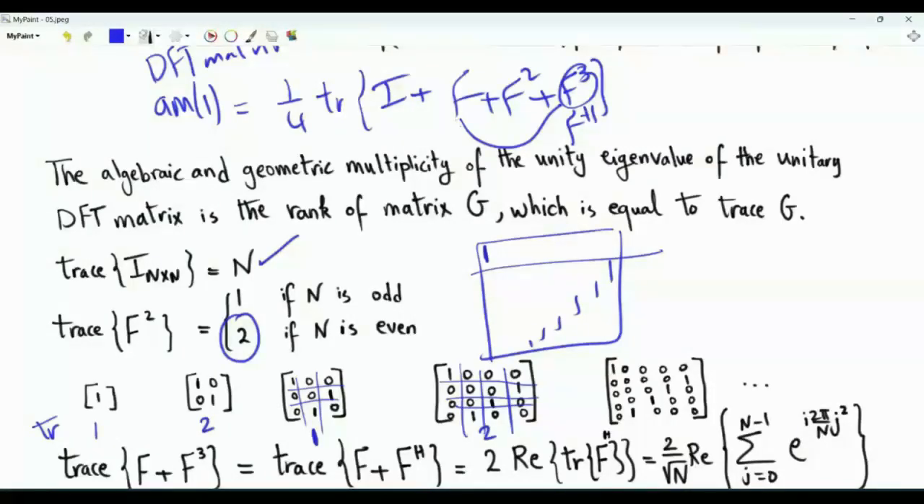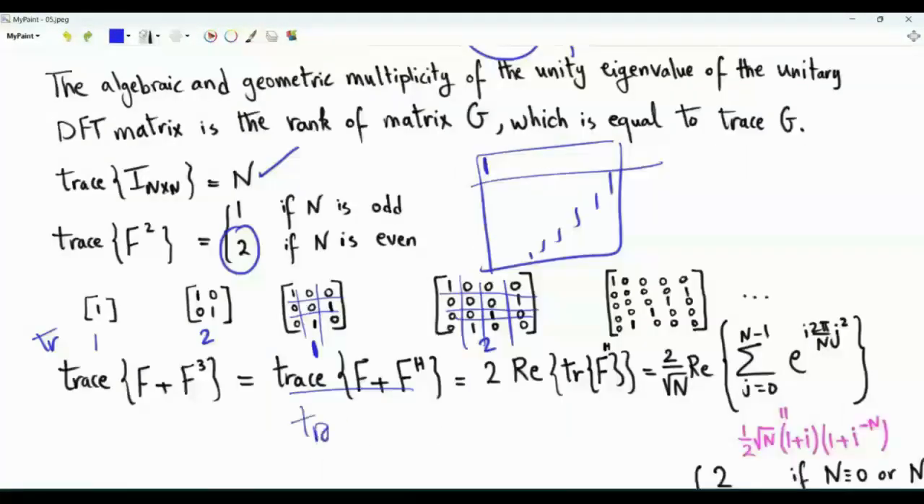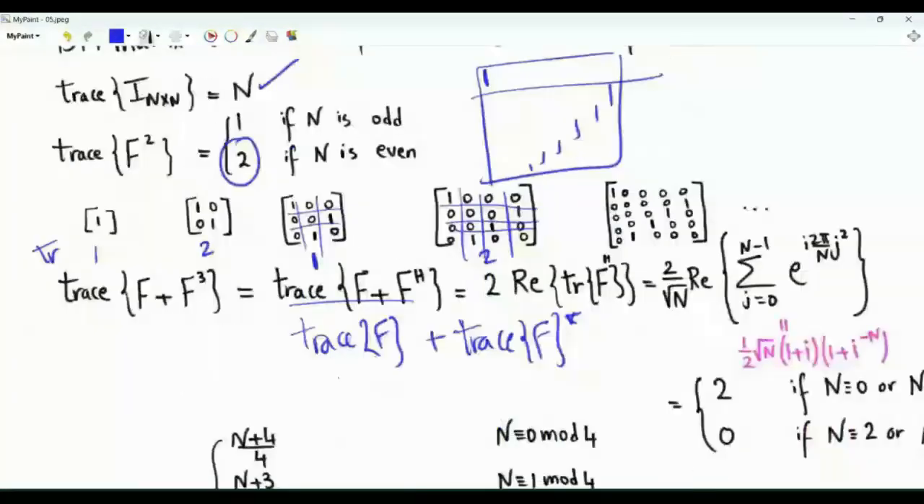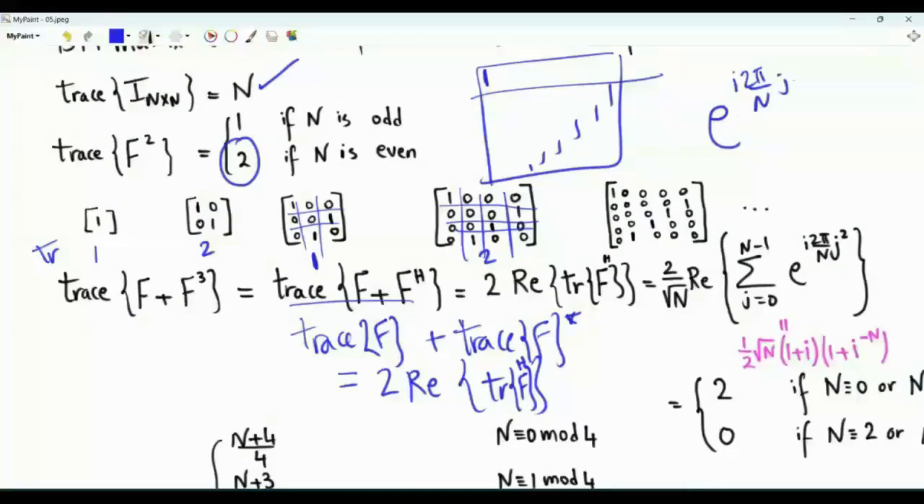Lastly, we have F plus F cubed, which is F plus F Hermitian. This is the trace of F plus the trace of F conjugated. This is double the real part of the trace of F, or F Hermitian. Okay, so we can compute the trace of F or the trace of F Hermitian, take the real part, multiply by 2, and this will be the trace of F plus F cubed, or F plus F Hermitian. What are the main diagonal elements of the DFT matrix, or the Hermitian of the DFT matrix? Those are elements in the form e to the I 2 pi over n times j squared, where j is 0 or 1 all the way to n minus 1.